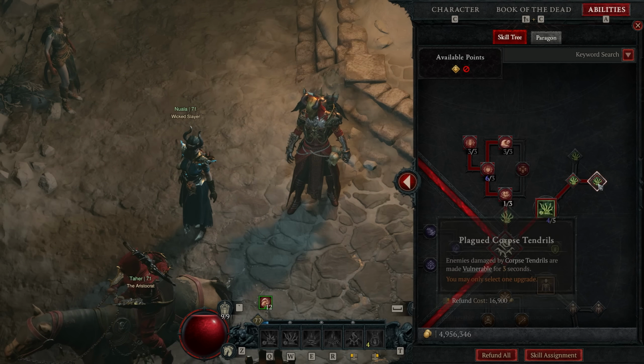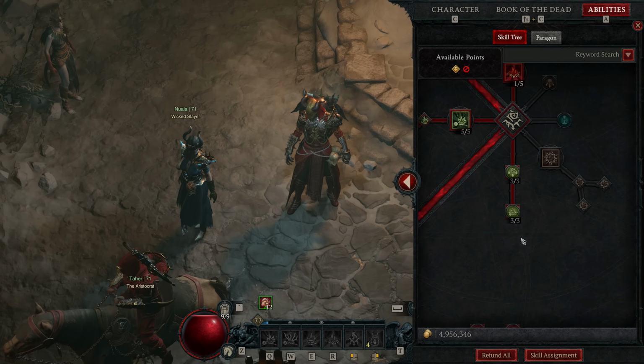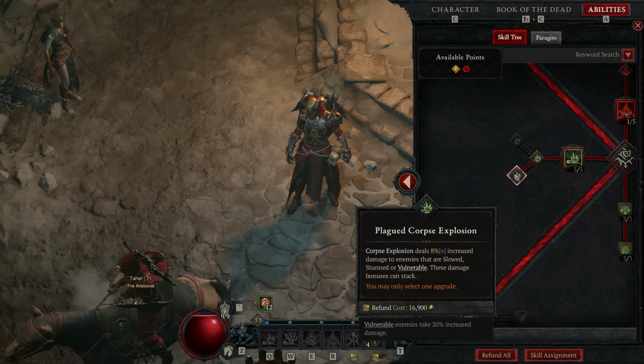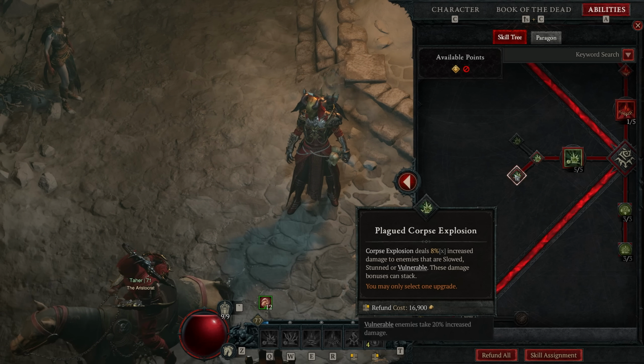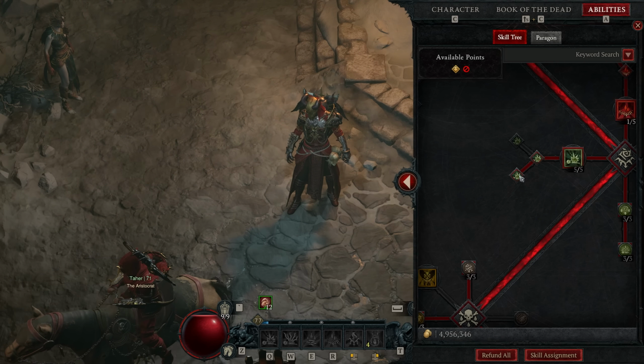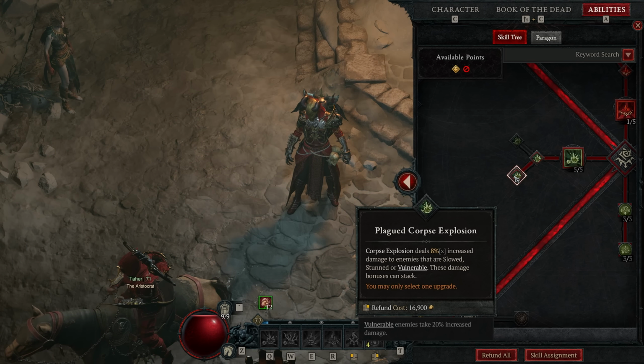Skill passives, here's another one. Oh no, it's a corpse explosion. Here's another one. Plague corpse explosion deals 8% increased damage to enemies that are blah, blah, blah. These damage bonuses can stack. So this can go all the way up to 24%. Yeah, I had to do that math in my head because I'm not smart. But it adds as that global modifier bucket that exists outside of that. So this says corpse explosion does 8% increased damage to enemies that are slowed, stunned, or vulnerable.